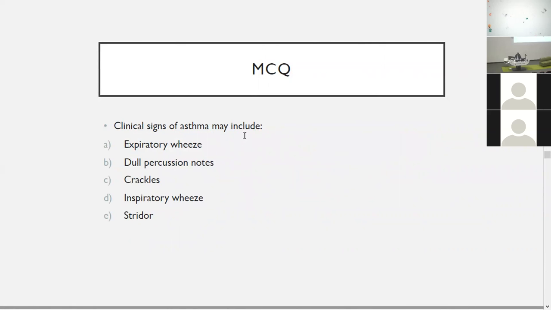Clinical signs of asthma may include. What's the answer? A, yep. Where do you get dull percussion notes? Can't hear? Yep. Or a pleural effusion. So pleural effusion, stony dull; consolidation, just dull.